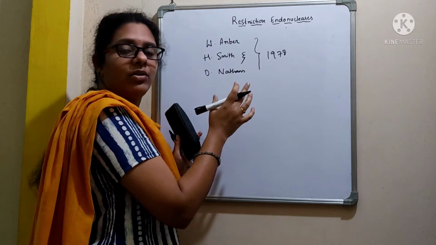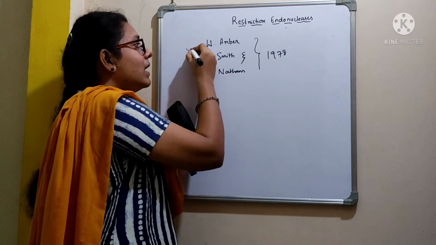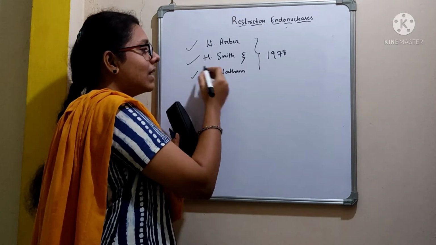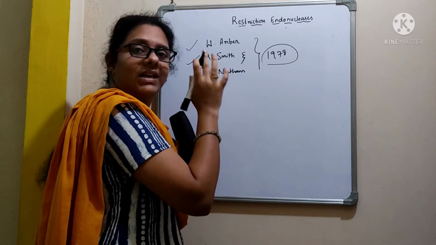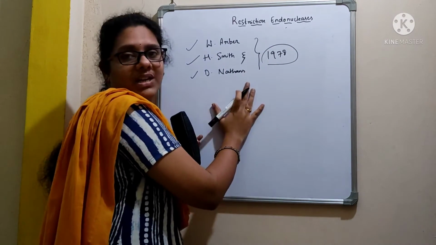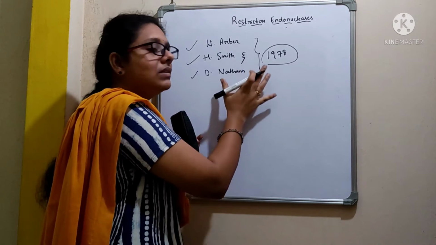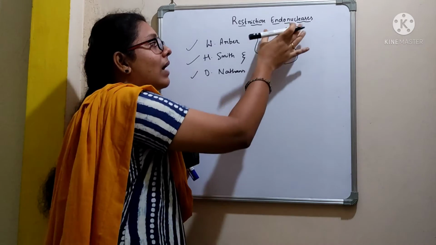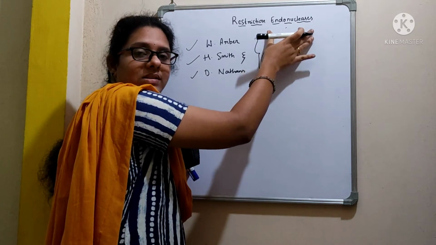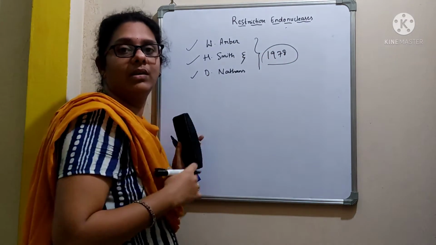These restriction endonucleases were discovered by Arber, Smith and Nathans in the year 1978. One of the key breakthroughs in the field of genetic engineering, and that is the reason they were awarded the Nobel Prize. So it is very important to have these restriction endonucleases in order to proceed with gene cloning.